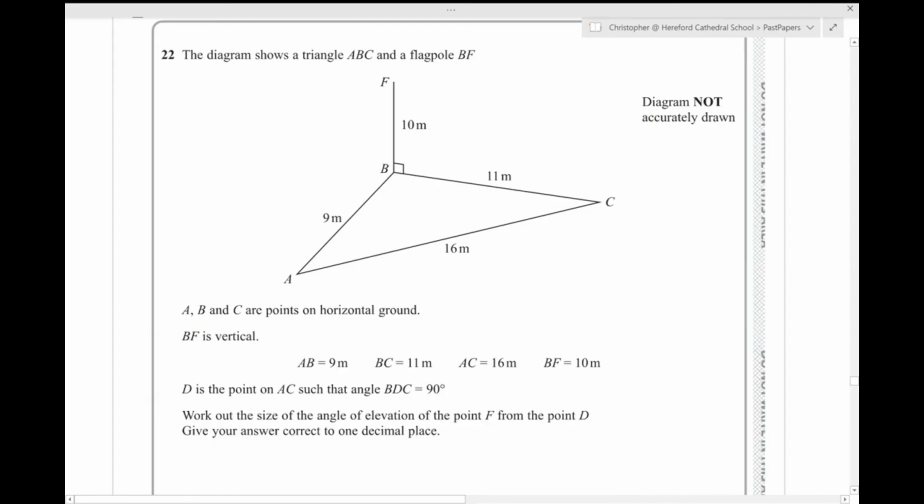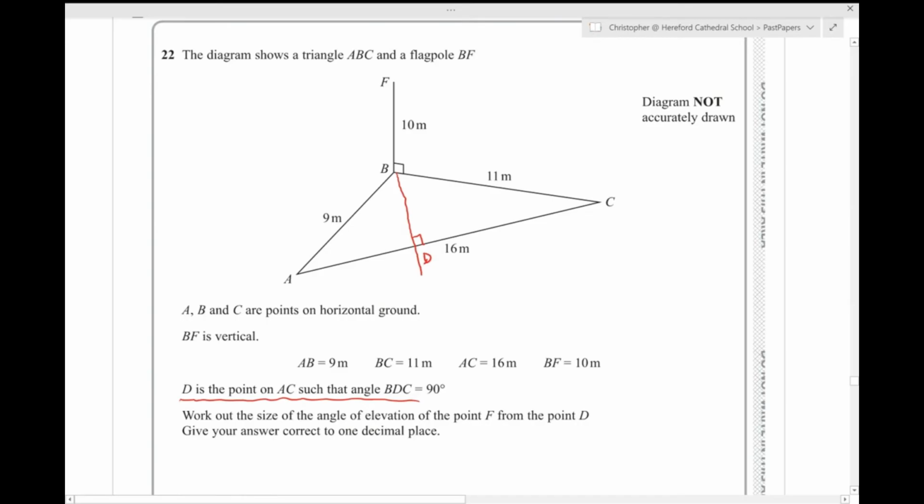Question 22. So in this question, I've got a vertical flagpole, BF, and I've got this triangle, which is on the horizontal ground. I've got some measurements shown, and it tells me here that D is the point on AC, so it's somewhere along AC, so that angle BDC is a right angle. So it's going to look something like this, BDC being a right angle.